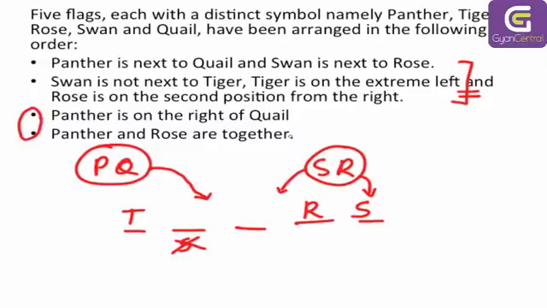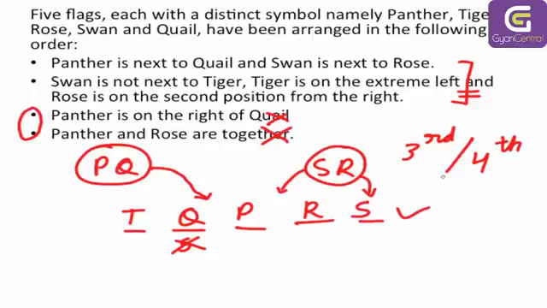Panther is on the right of quail, which means the order is Q, P, and you have your full order, which means the fourth statement is redundant. However, if you had looked at the fourth statement first, panther and rose are together, then also you would have got the exact same order. Then the third one would have been redundant. So, in this particular question, in this particular data set, third or the fourth one, either of these statements can be removed. Either of these statements are redundant.